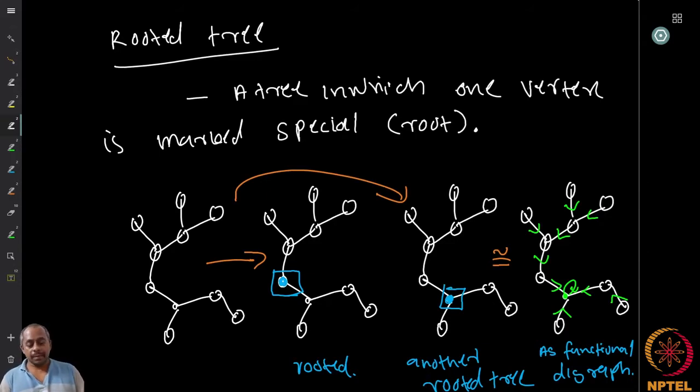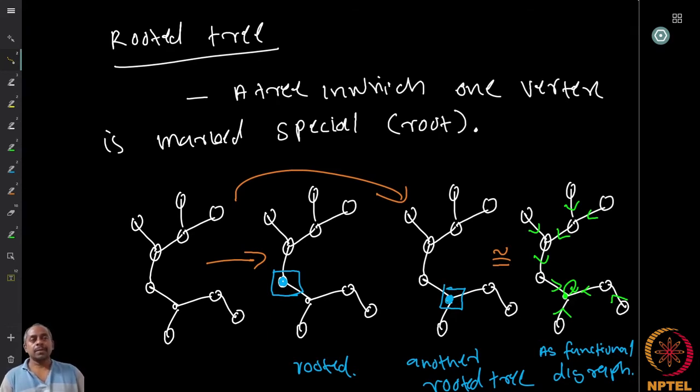We can start from a tree and pick any of the vertices to make the root. So there is this graph that we get, right? This is a rooted tree where this vertex is special. And instead, if I take this same graph and make this one special, then I get another rooted tree.